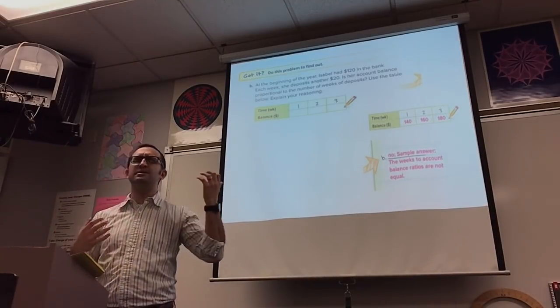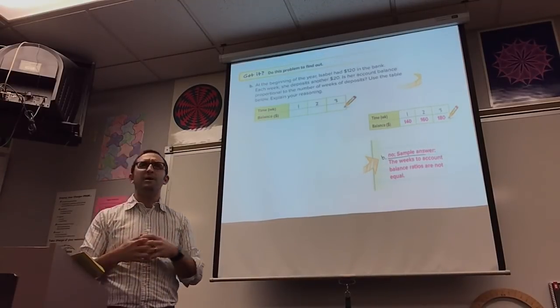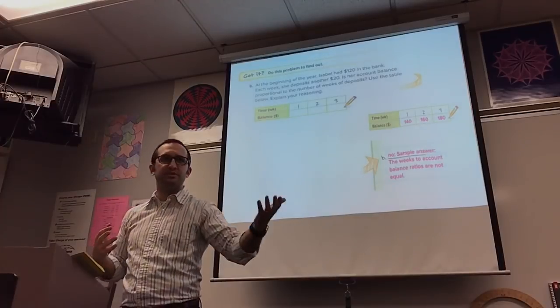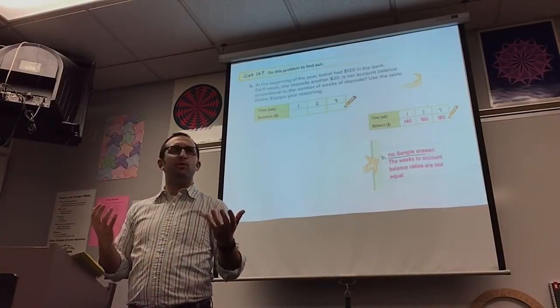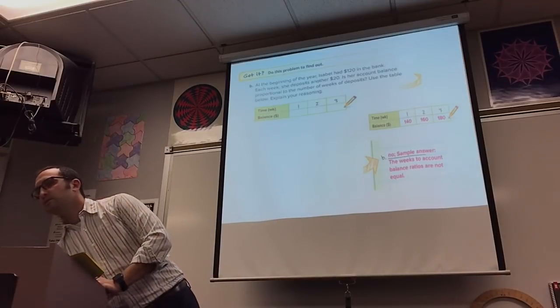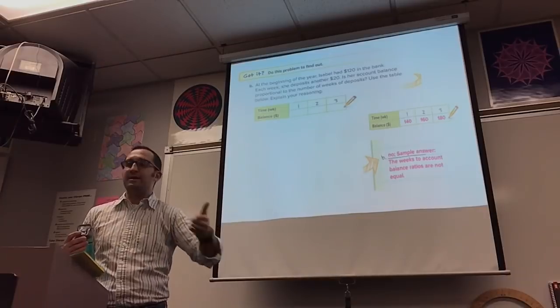Why? Why in this situation, in the real world, would the ratios not be equal? She's adding 20 bucks every time. The unit rate would be 20 bucks, right? Why is it not proportional in this situation? Isn't she adding 20 bucks every time? Wouldn't that be proportional? I'm increasing by 20.